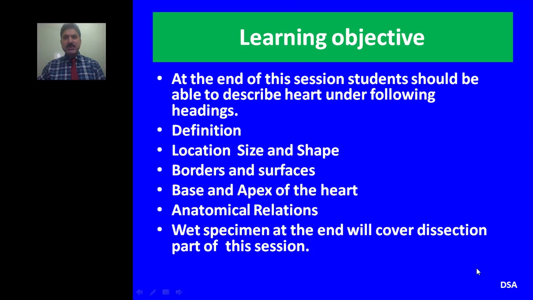The learning objectives for my today's lecture are: at the end of this session, students should be able to describe heart under following headings. They should know the definition of heart. They should be able to describe location of heart, its size and shape. They should be able to describe borders and surfaces of heart. They should be able to describe apex and base of the heart. They should also know the anatomical relations of heart. Wet specimens at the end of this session will cover dissection part of this lecture.